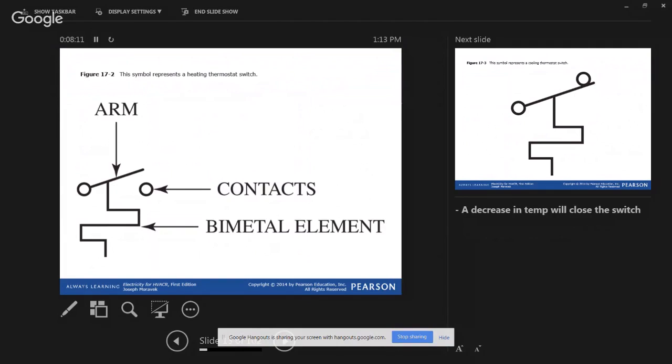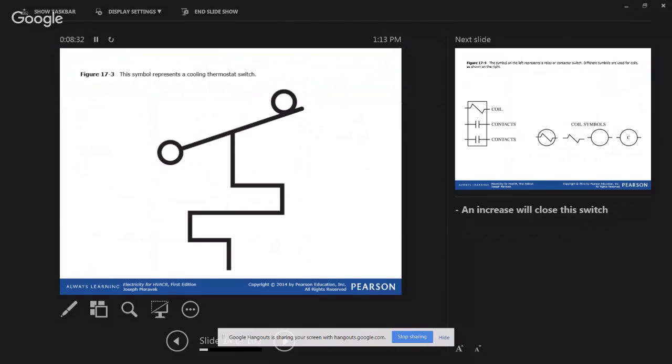what can we tell just by looking at this? So, drop on temperature. The switch right now, what is the state that the switch is in? Okay, it's an open switch that's going to close when we get the temperature that it requires. So the symbol represents a heating thermostat switch. The next symbol is going to be the opposite of that. This switch is normally closed right here, and then it's going to open whenever the thermostat reaches whatever temperature it's set to reach. So, everybody clear on that? Casey?